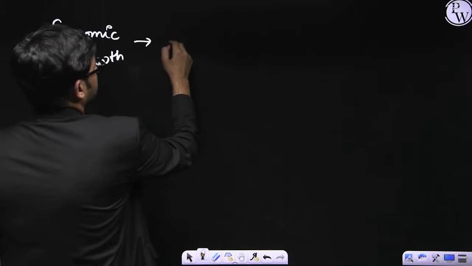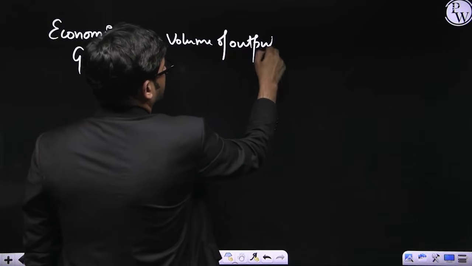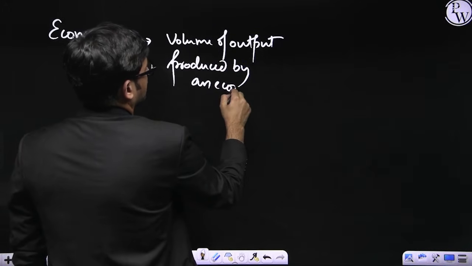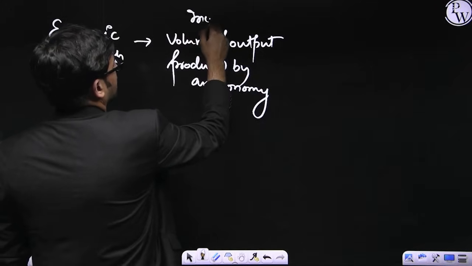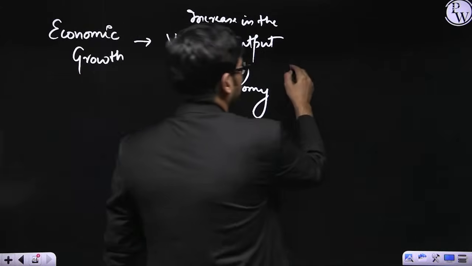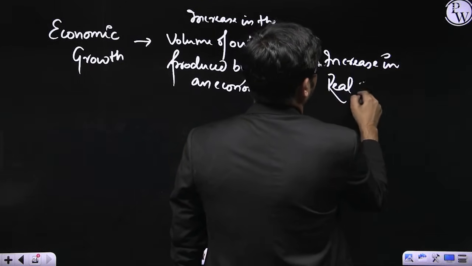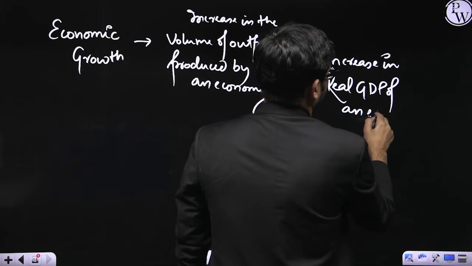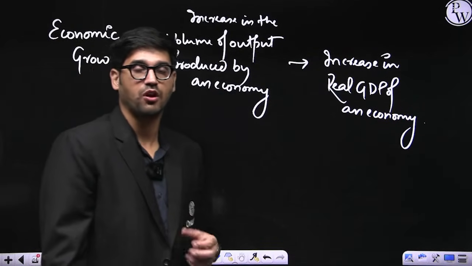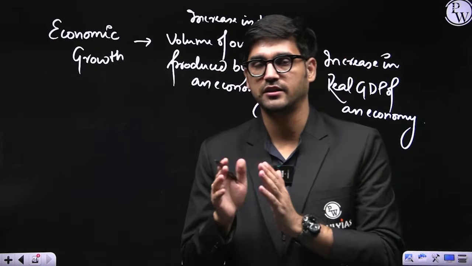Economic growth is a reference to the volume of output produced by an economy. Economic growth is simply an increase in the volume of output produced by an economy, also defined as the increase in the real GDP of an economy. This is the notion of real and nominal GDP. For every year, we calculate both. We calculate the nominal GDP, we also calculate the real GDP.